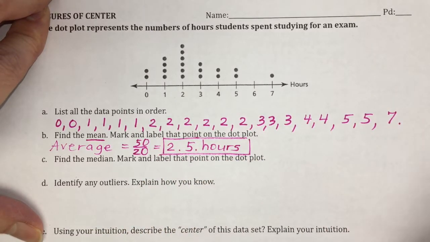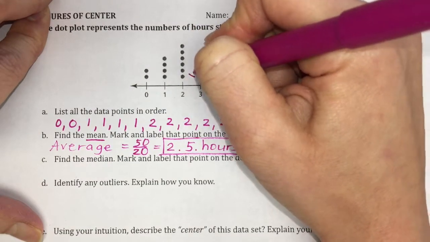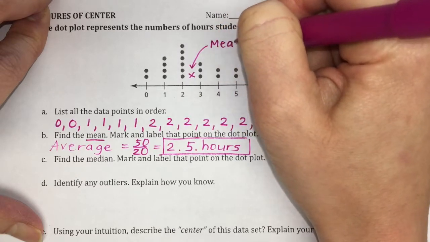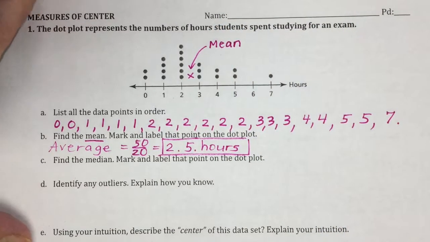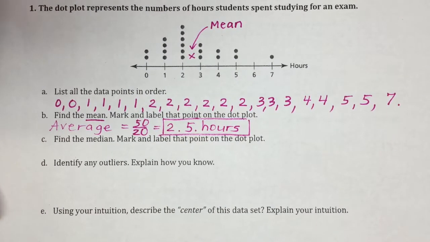It says mark that on the dot plot, so right in between 2 and 3 we can put an X and show that that is the mean. Our next job is to find the median. Median is like the middle, like the median on a road. So it's the physical center of the data.